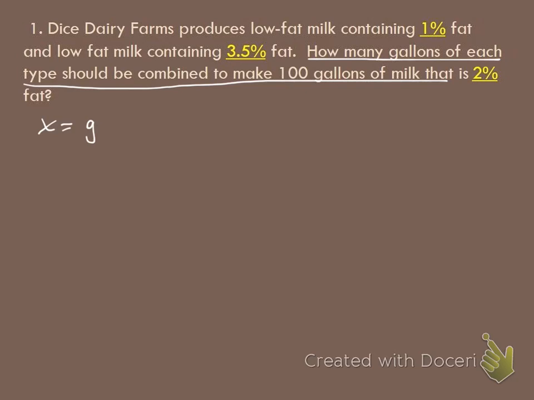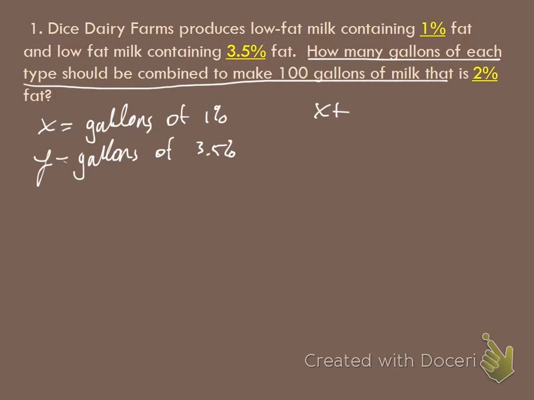So we can let X be the gallons of 1% milk, and Y can be the gallons of 3.5% milk. Okay? Well, we're going to mix them, right? So if we put those gallons together, we want them to produce 100 gallons of milk. So if I add X and Y together, that should equal 100 gallons. Okay? So that's going to be your first equation when you do a mixture problem: if I add the two amounts of the two different mixtures, that has to equal the amount I need of the final mixture.